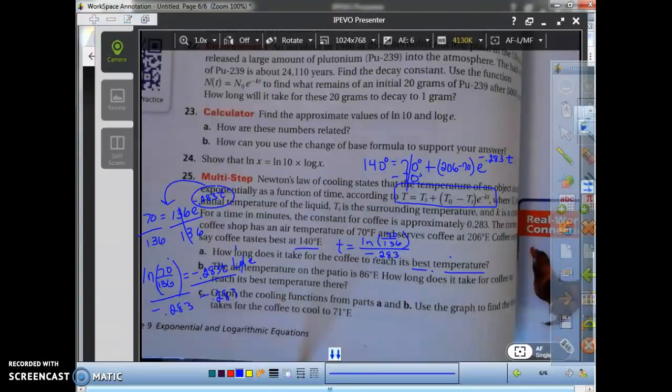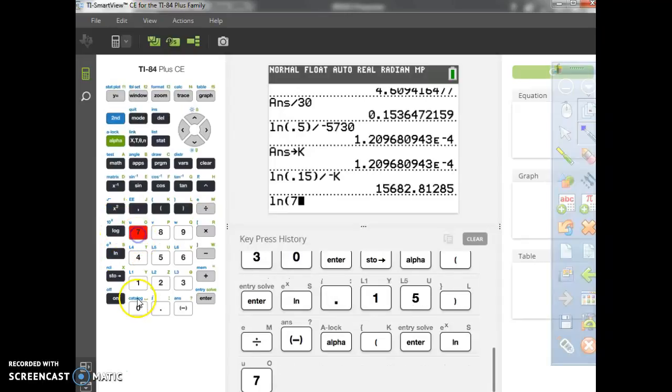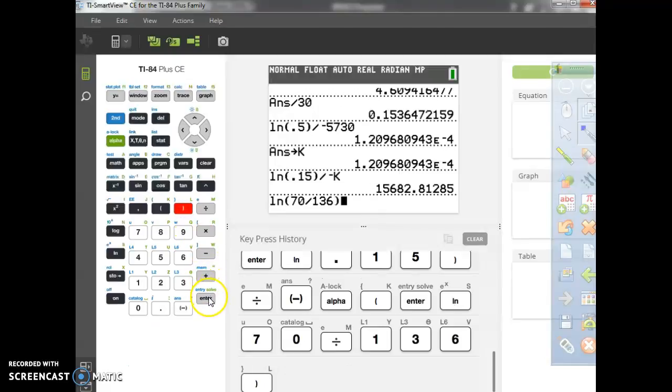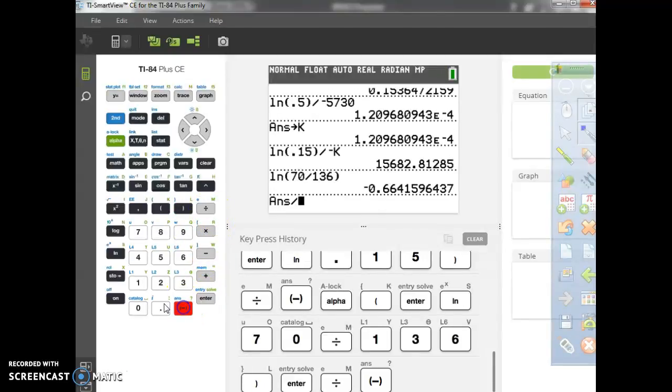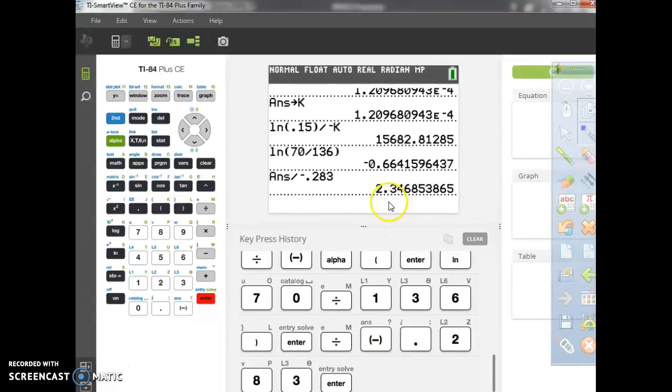I would just do ln, so ln of 70 divided by 136. I get that value, and then I would divide by negative 0.283. And y'all, this is as precise of an answer as you can get.